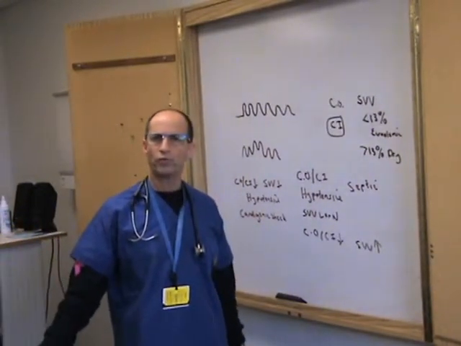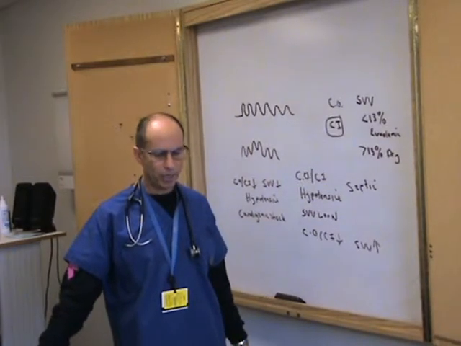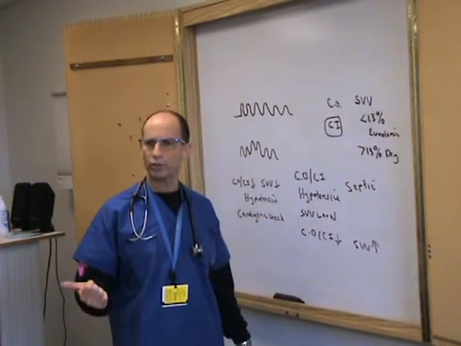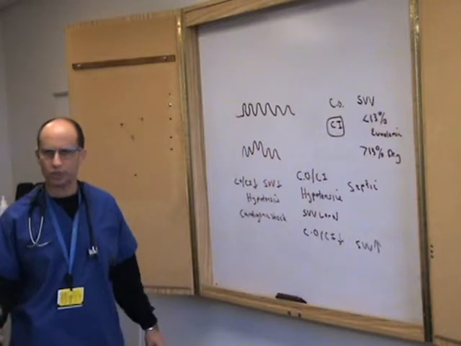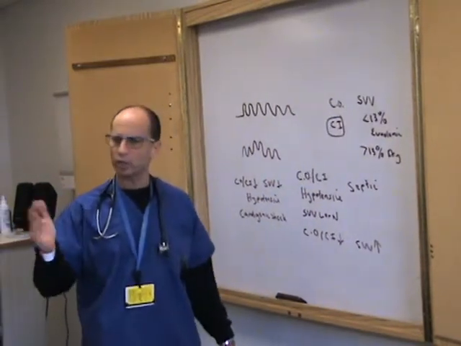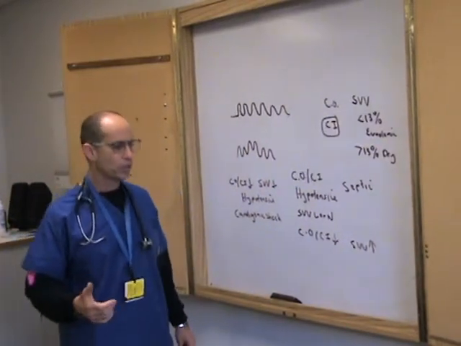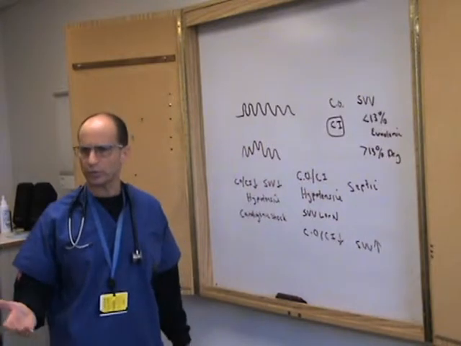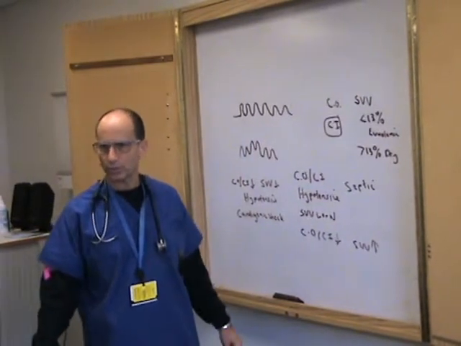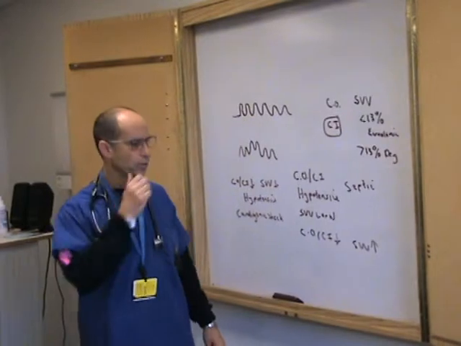The things that will give you a falsely elevated cardiac output are not enough injectate, so you have a lower temperature change because it's not enough, or if you have tricuspid regurgitation. Things that will give you a falsely lower cardiac output are things like too much injected.